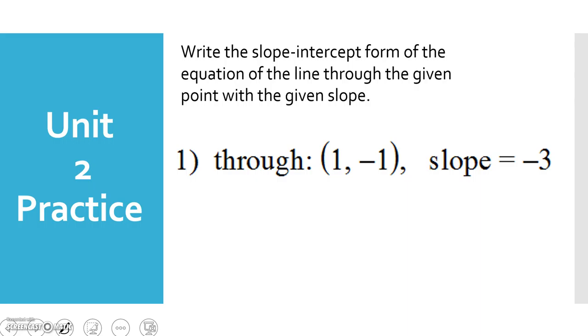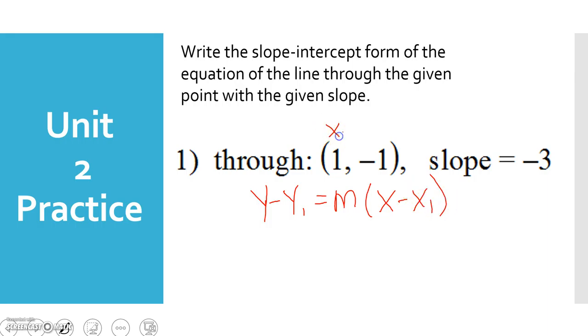Our next one is to write the slope-intercept form of the equation of the line through the given point and the given slope. So this is kind of like what we did yesterday in our open response problem. We're already given the slope, so we don't need to find it. So we're going to go straight to point-slope form.